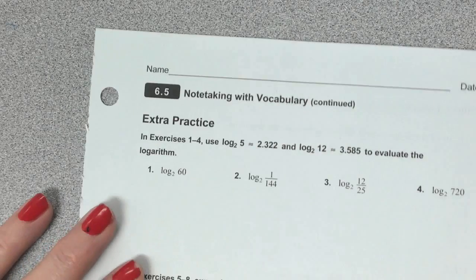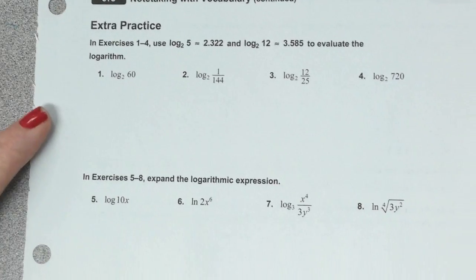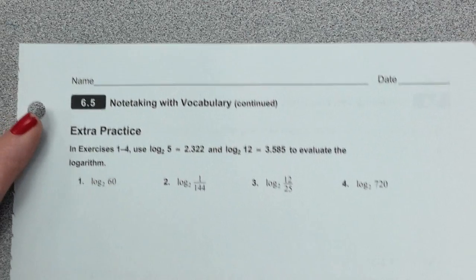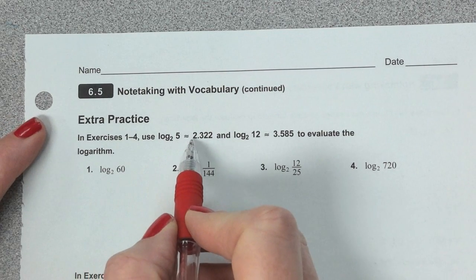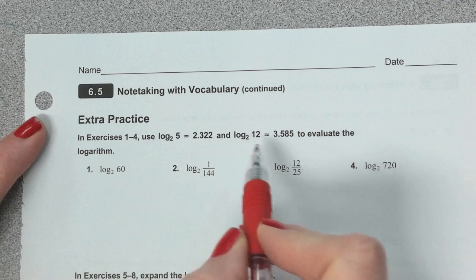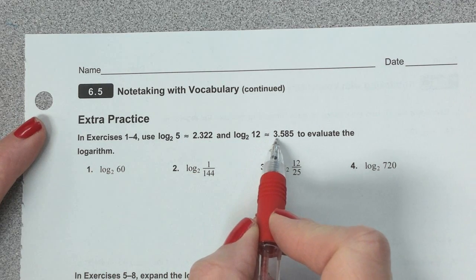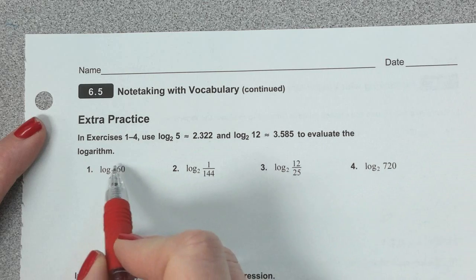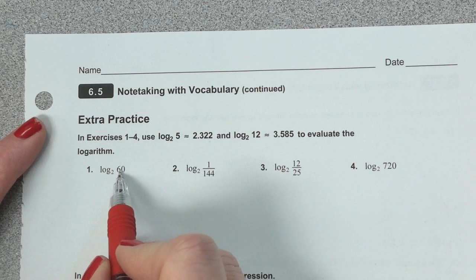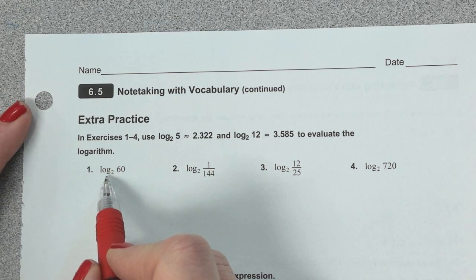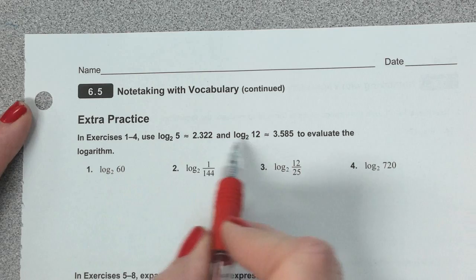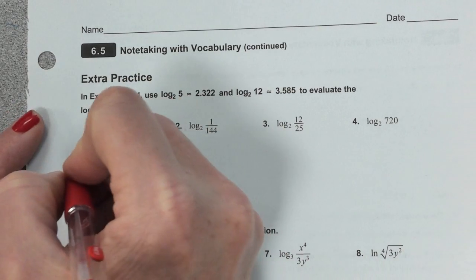So flip over to page 177. And we're just going to do the odds today. So look at this. They tell us that log base 2 of 5 is approximately 2.322, and log base 2 of 12 is approximately 3.585. I'm trying to approximate log base 2 of 60. I could get out my calculator and do that, you know, with my change of base on there, but they want us to use this information to see if we can figure out another way to do it.